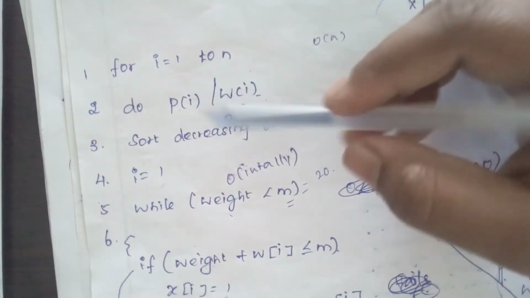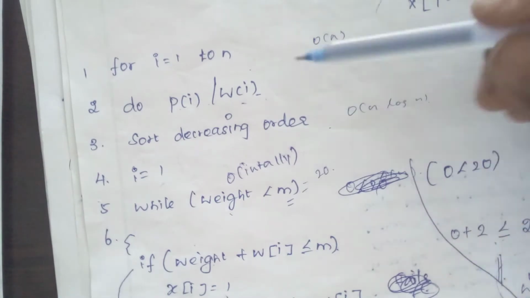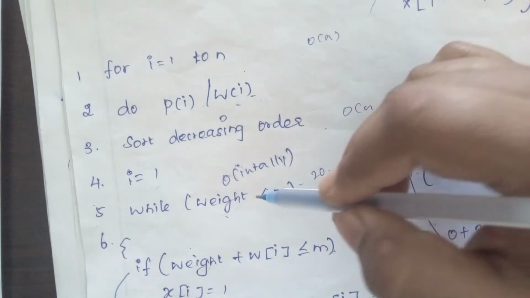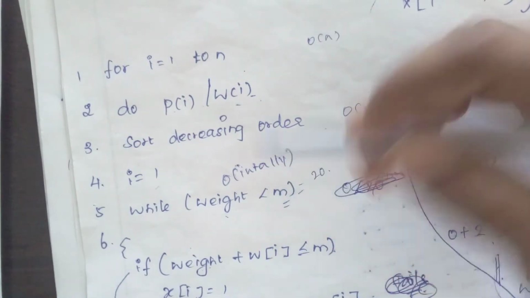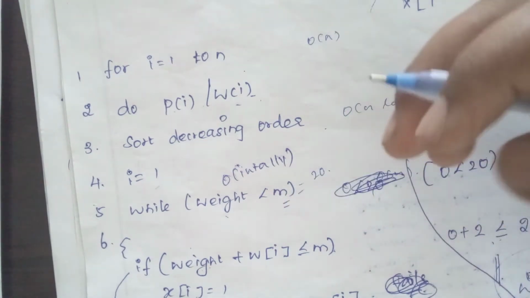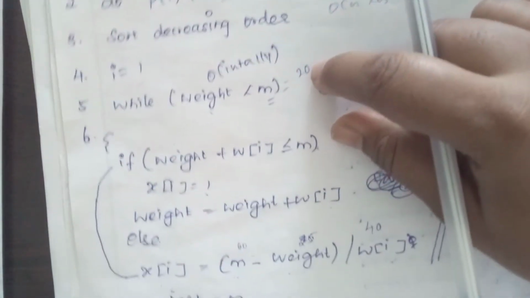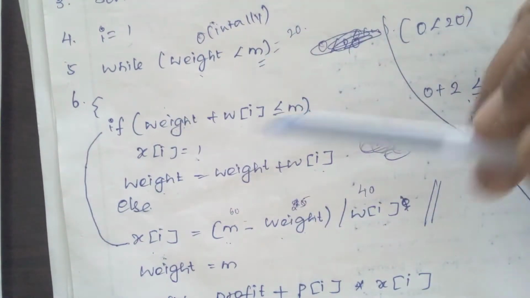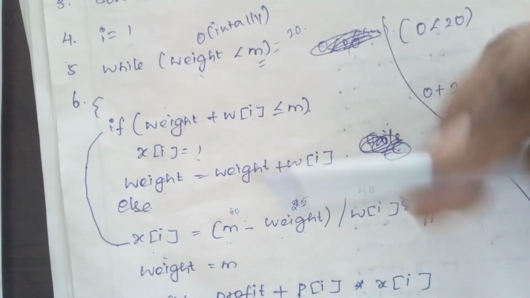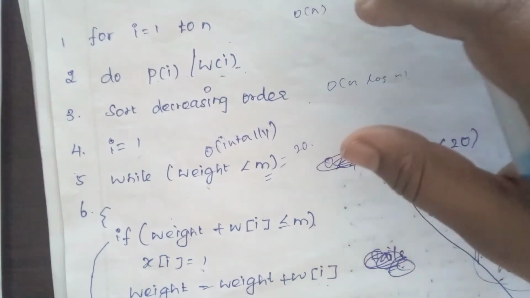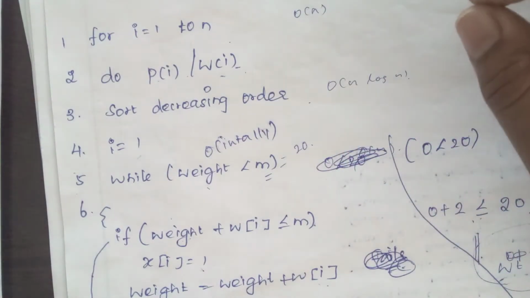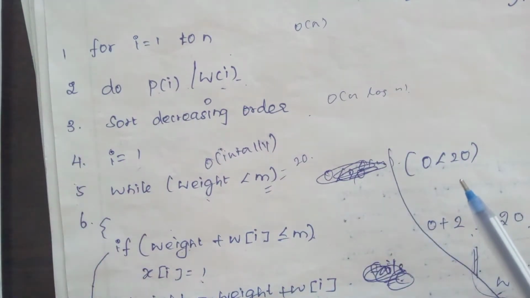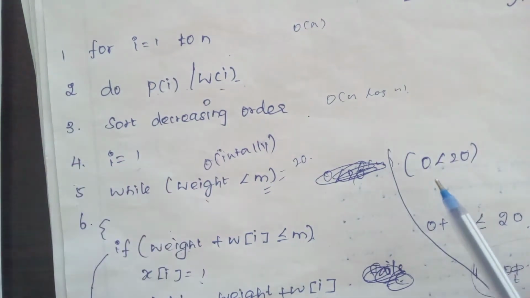We are going to sort the values in decreasing order, and then i equal to 1, while weight is less than m. Initially weight equals 0, and m is the capacity of the entire knapsack or backpack. Then see, if weight plus w of i is less than or equal to m, x of i equals 1. I will explain this in your problem. These are the steps of the pseudocode for the fractional knapsack problem. Let's go to the problem, and then you can understand how it will work.